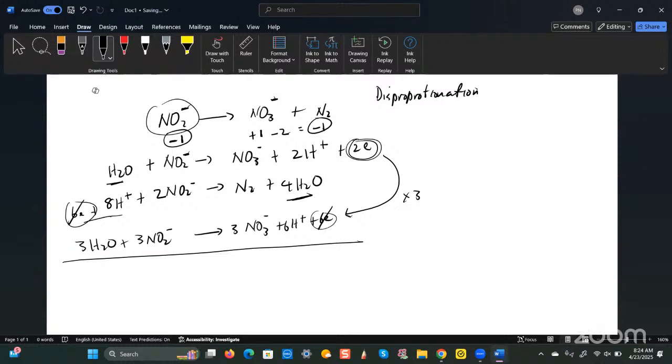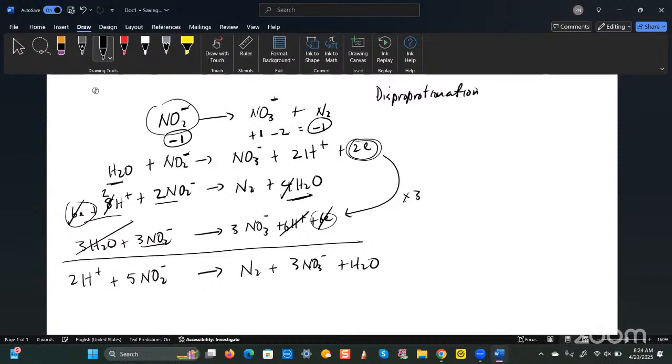There's some other things that will cancel out also, namely, these 3 water molecules will cancel out 3 of these, leaving behind 1, and these hydrogen ions, 6, will cancel out 6 of these, leaving behind 2. So we're going to be left with 2H plus, and notice here now, we have 2 NO2 here, we have 3 NO2 here, so therefore 5 NO2 minus. And then on the right side, we have N2 plus 3 NO3 minus plus H2O, all right?